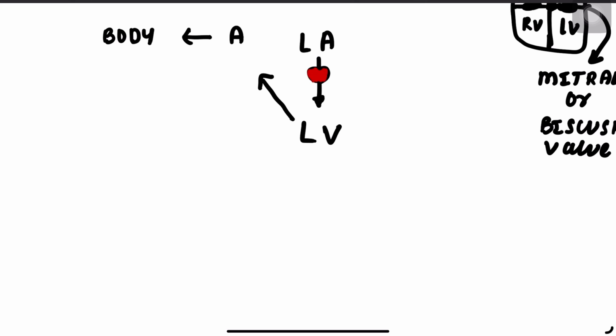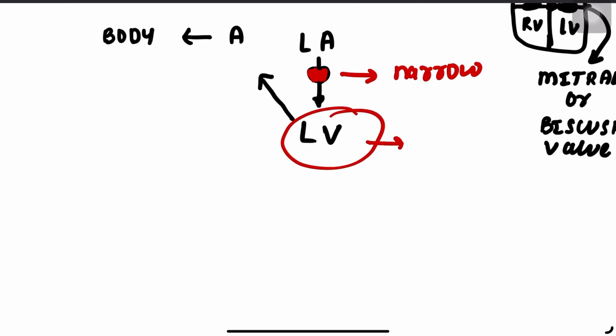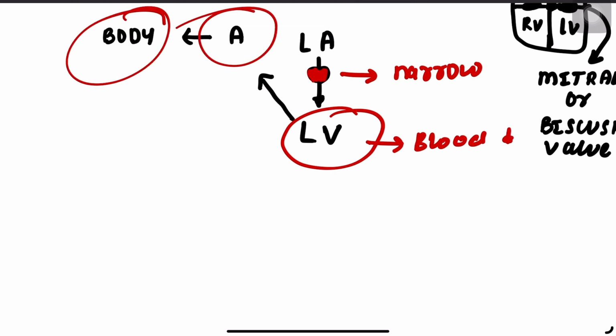If it is very small, very narrow is the right word we are looking for, the blood is not able to flow from the left atrium into the left ventricle. So if the blood is not flowing from the left atrium to the left ventricle, the left ventricle will not have a lot of blood in here. So the blood over here is less, and if it doesn't have a lot of blood, the aorta will not get a lot of blood.